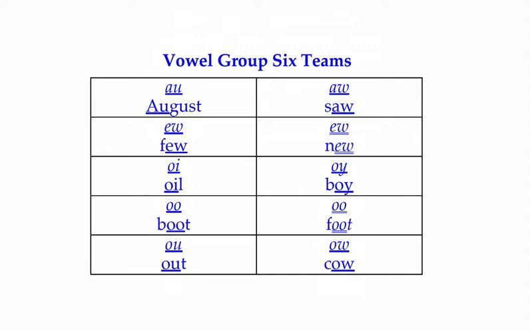OU and OW both represent the sound ow. Notice OW also is a vowel group 4 team, representing the long O sound, so you have to look at the way the team is used in a particular word to determine whether it is a vowel group 4 team or a vowel group 6 team. Let's begin dictation now. We have 10 rows of words, starting with row 1.